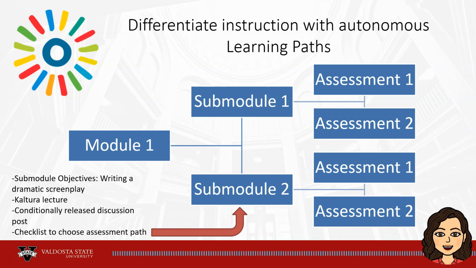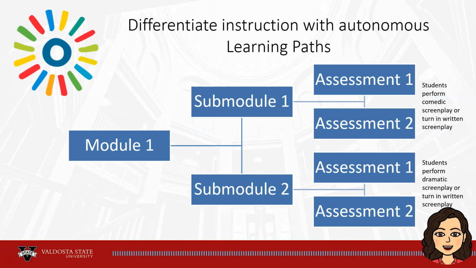So that leads us to the assessments. Based on the checklist item they choose in both submodule 1 and submodule 2, students get to decide what kind of assessment they'll complete. And so I have two examples for each. Assessment 1, students can perform a screenplay, or assessment 2, they can turn in a written screenplay. So let's take a look at this in action in BlazeView.